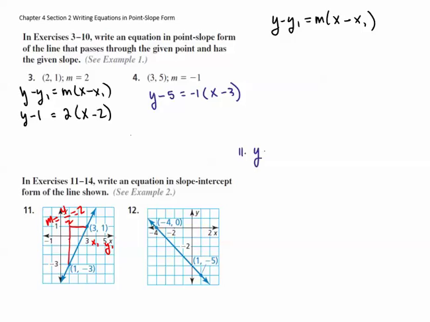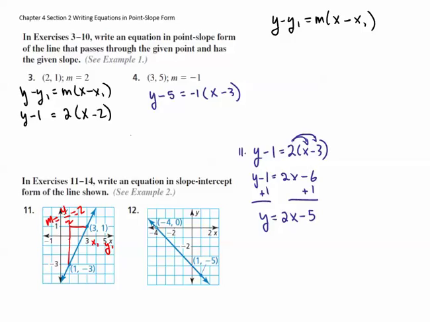So y minus y1, which is 1, is equal to the slope, which is 2, times x minus x sub 1, which is 3. Now, in this case, we can't stop here. The way we're going to do this is distribute out the 2. 2 times x is 2x. 2 times negative 3 is negative 6. We're then going to add 1 on both sides, and we get y is equal to 2x minus 5. So that's number 11.